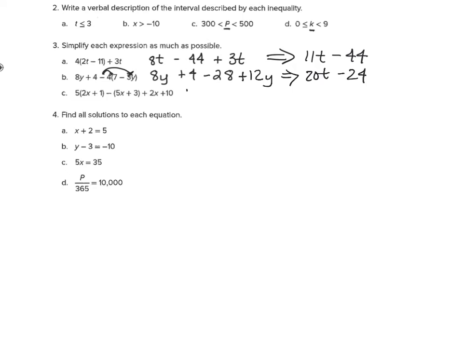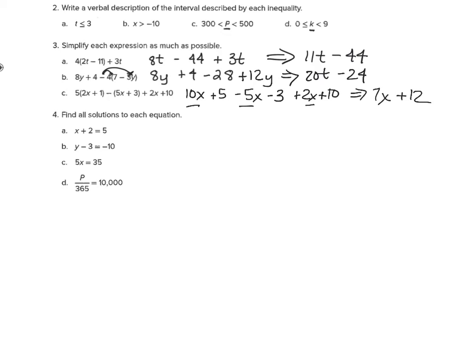And then C, I have 10x plus 5 minus 5x minus 3, and then plus 2x plus 10. So combining like terms, 10x minus 5x is 5x, 5x plus 2x is 7x. And then 5 minus 3 is 2, 2 plus 10 is 12.